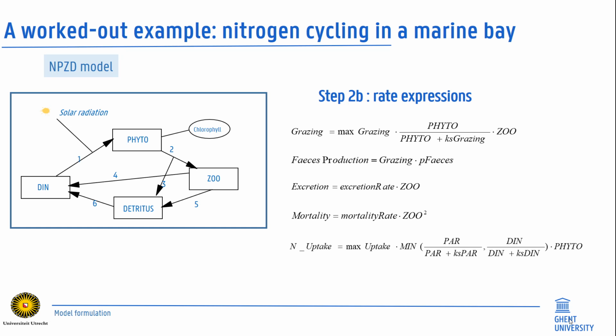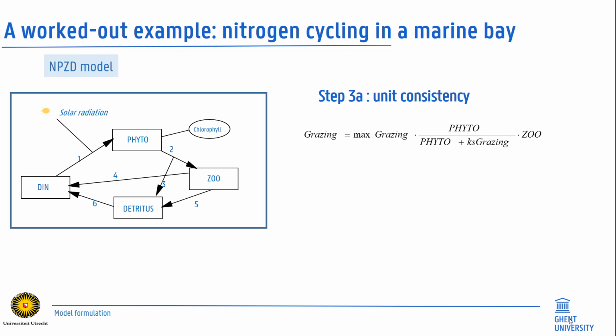Finally, N uptake by algae is limited by both the availability of photosynthetic active radiation, PAR, and its availability in the water column. We formulate this uptake then as a function of the minimum availability of either the radiation or the dissolved nitrogen. We also need to perform a consistency check.